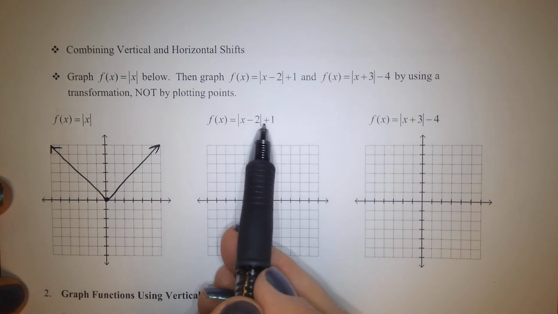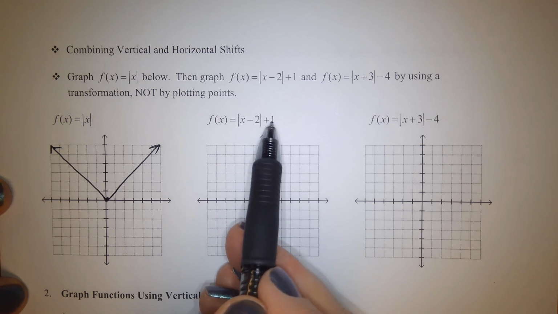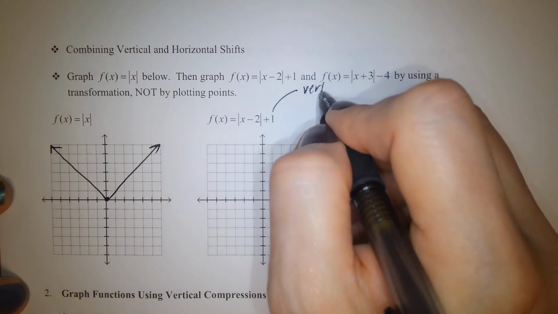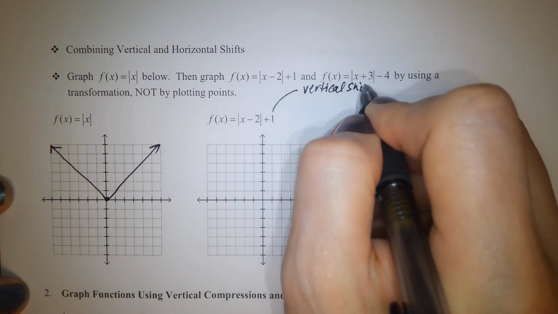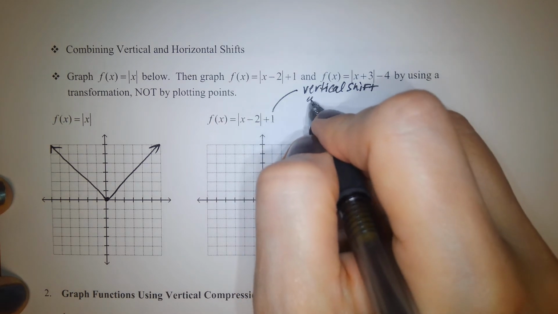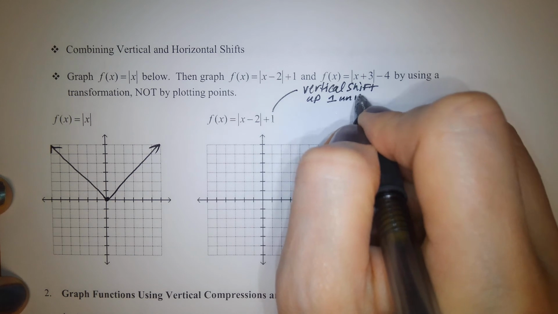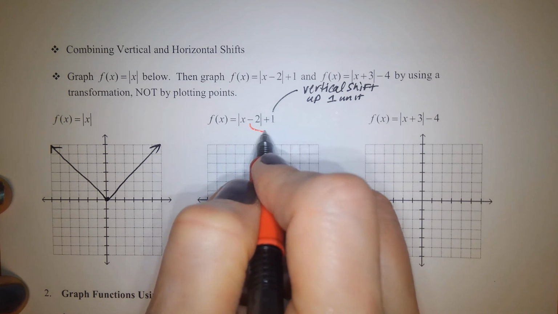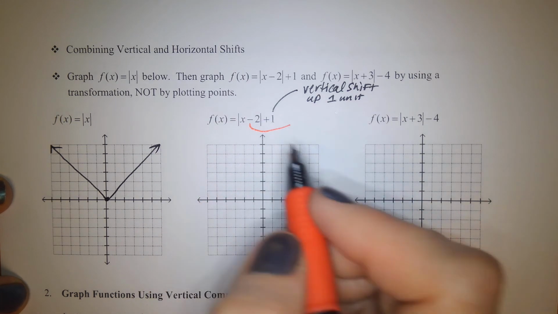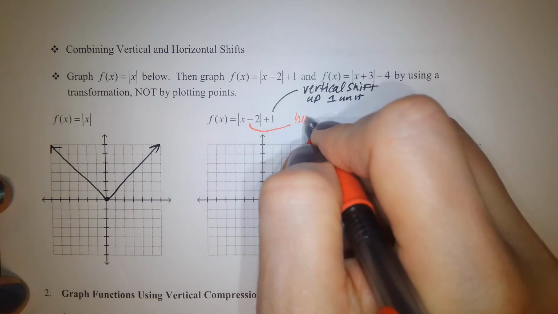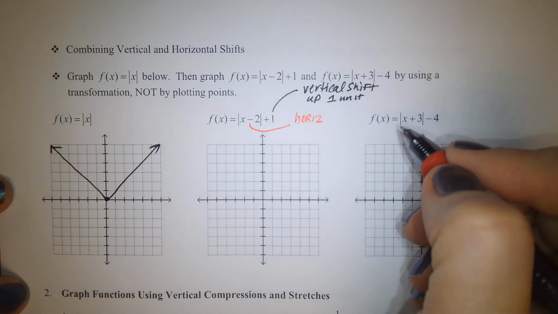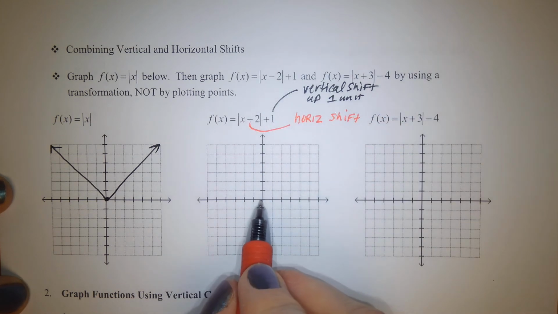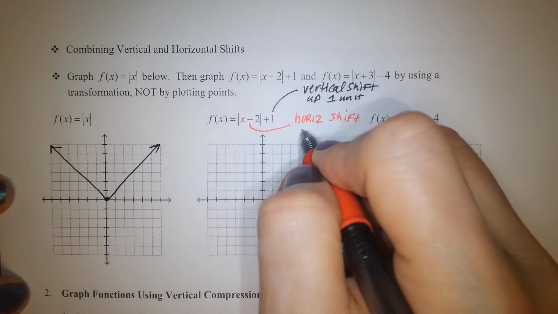When anything happens outside of the function, the +1, that is a vertical transformation. This +1 is going to be a vertical shift. And since it's plus, that means it's going to go up 1 unit. This -2 is happening inside the function. Anything inside the function is a horizontal transformation. So this will be a horizontal shift. Since it is negative, it's actually opposite, so that means it's going to move to the right 2 units.